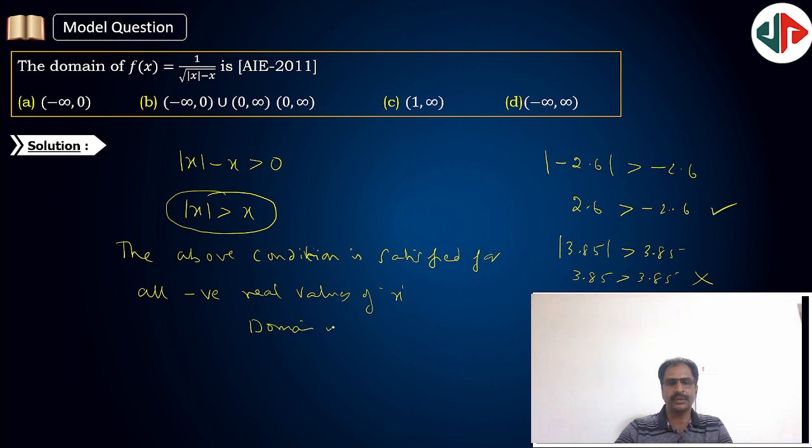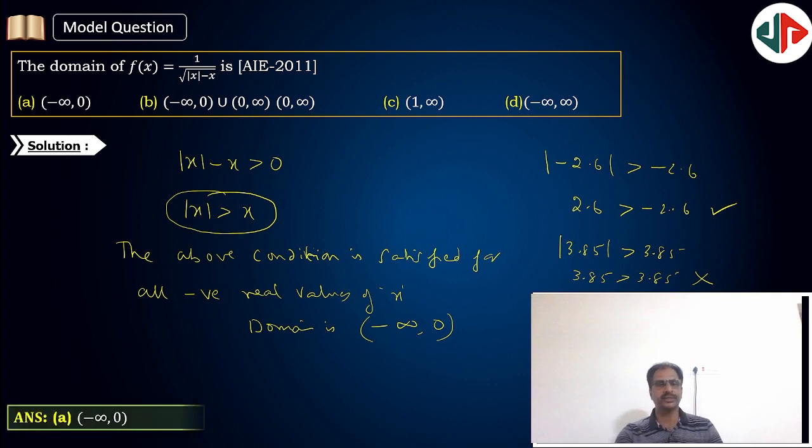So what will be the domain? All negative means from minus infinity to 0, open brackets, because 0 also doesn't satisfy the given condition. So option A is correct.